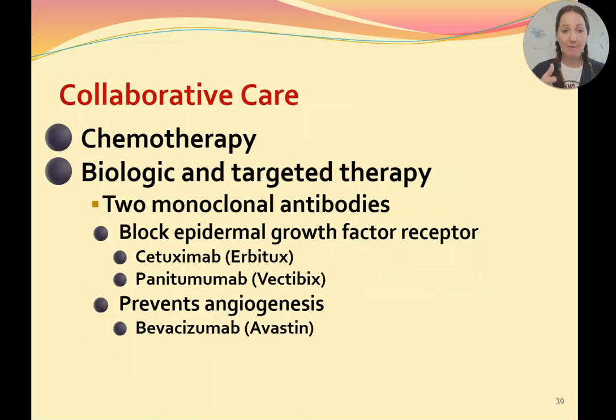All right, so collaborative care, of course, you're going to be sending them to oncology to be dealt with. Chemotherapy is a very common plan of care, and then biologic and targeted therapies might also be used. What we're looking to do is block the epidermal growth factor receptors, those skin cell growth factor receptors, so that we can keep the tumor from growing bigger and bigger. Or we might recommend an angiogenesis blocker, which is going to stop blood from getting to that tumor and feeding it what it needs.